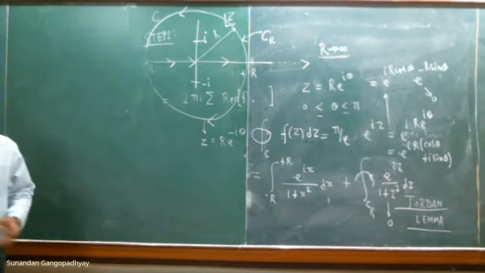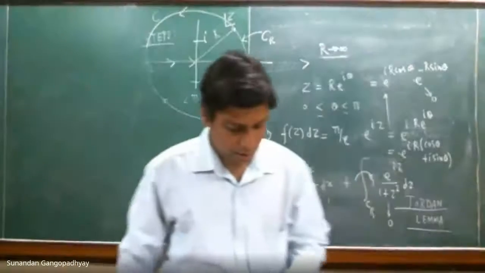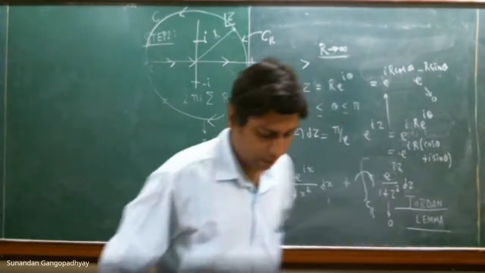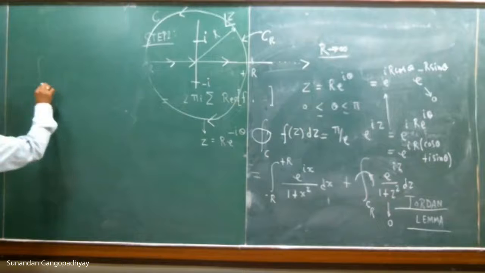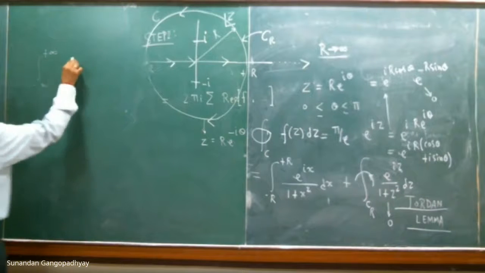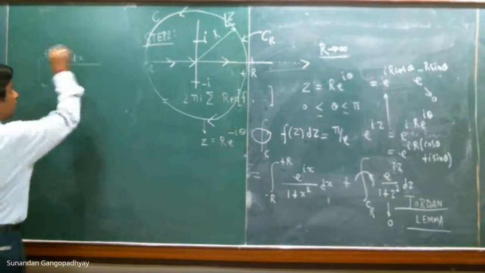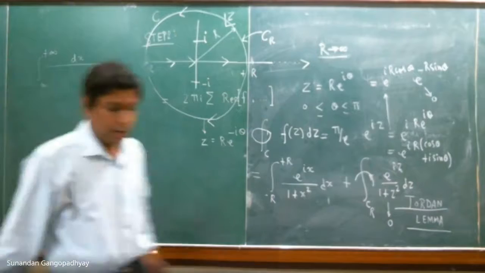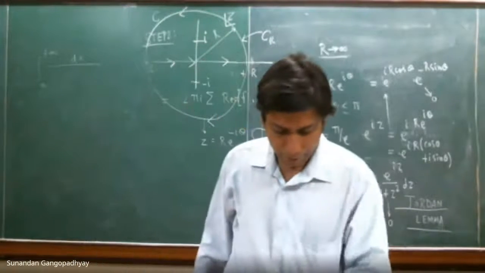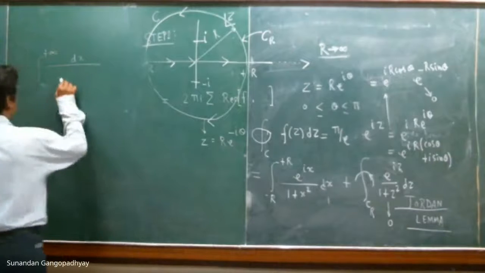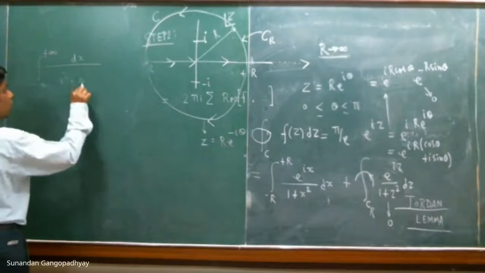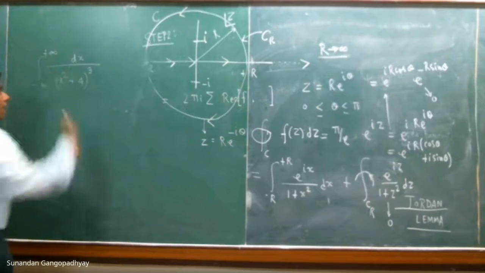The next integral that we would like to calculate is the following. Let us do this integral. This is once again an integral on the real line, and it is also an improper integral. This is x square plus 4 whole cube.